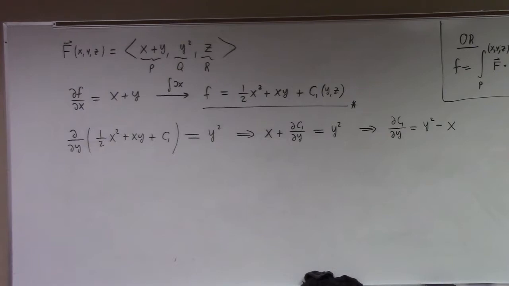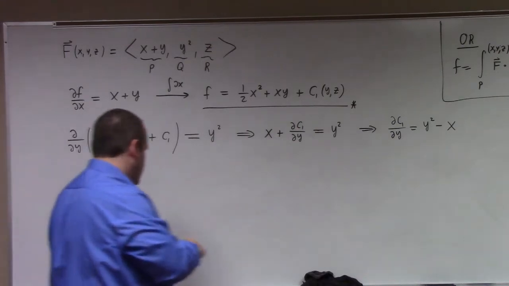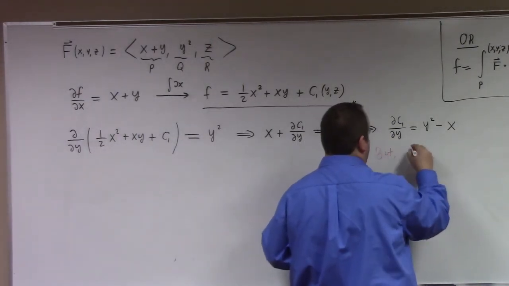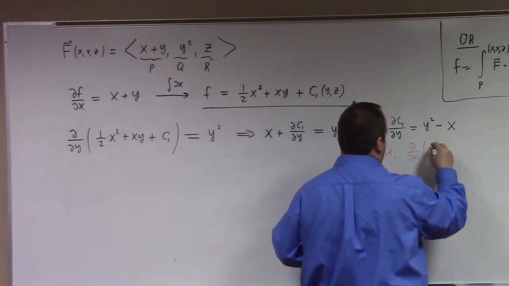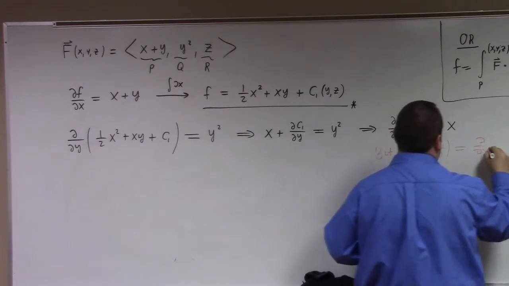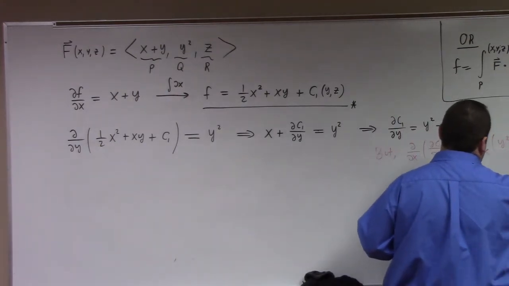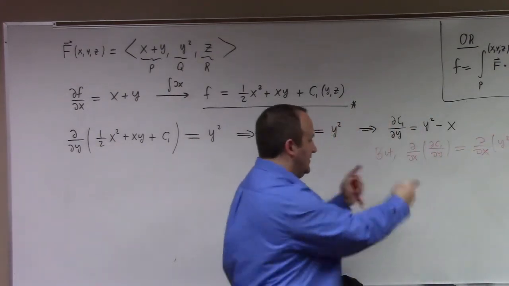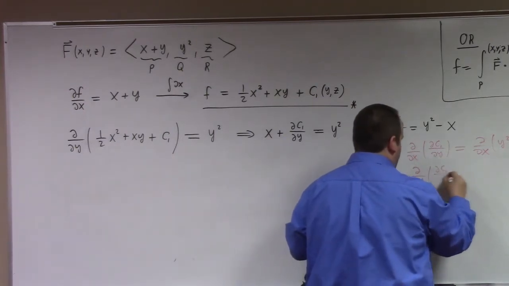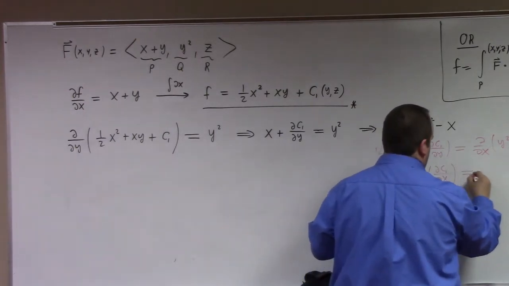But this is impossible. Why is this impossible? But if we take partial x of partial c1 partial y, that would be partial x of y squared minus x, right? And you can commute the order of these. This is partial y of partial c1 partial x equal to minus 1.